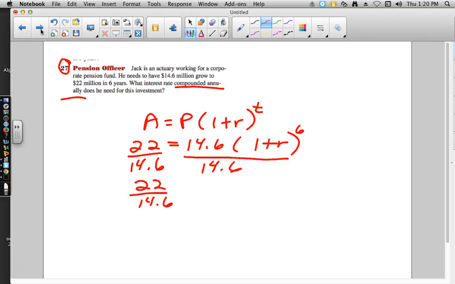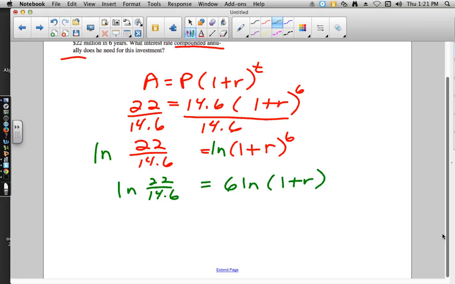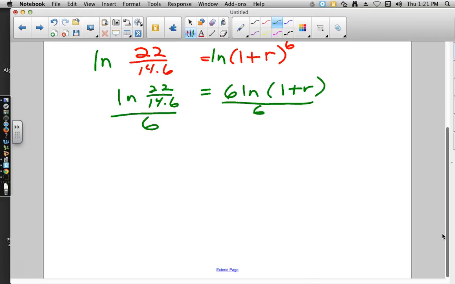And I'm not even going to bother doing anything with that. We get to this point and we realize we need to get some access to that little 6 up there. So to do that, we're going to take the natural log of both sides. So the natural log of 22 over 14.6 equals 6 natural log of 1 plus r. Now, what I would do is divide both sides by 6. So far we have the natural log of 22 divided by 14.6, all of that divided by 6, and that equals the natural log of 1 plus r.